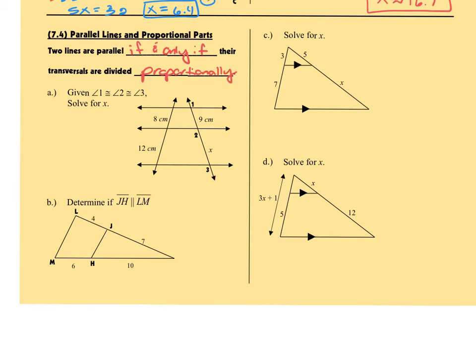So the first one that we're going to look at here, I've given you some congruent angles. So we're going to mark these congruent angles, which means we should be able to remember that if these various angles are congruent, then all of our lines are in fact parallel. If our lines are parallel, then this theorem tells us that these transversals have been divided proportionally. So the ratio of 8 to 12 will be the same as the ratio of 9 to x. So we're going to get a very quick and very easy little proportion to solve there: 8 over 12 equals 9 over x.